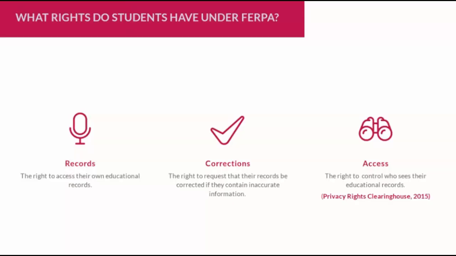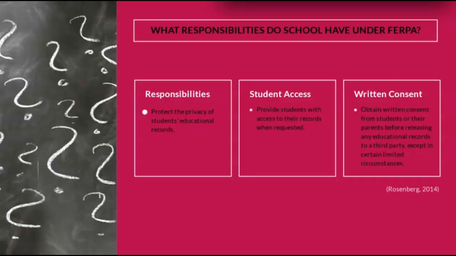Under FERPA, students have the right to access their own educational records and the right to request that their records be corrected if they contain inaccurate information, misleading information, or if they're believed to be in violation of their privacy rights. Students also have the right to control who sees their educational records. Schools cannot release personally identifiable information from these records without written consent, except in certain limited circumstances, such as health and safety emergencies. What responsibilities do schools have under FERPA?